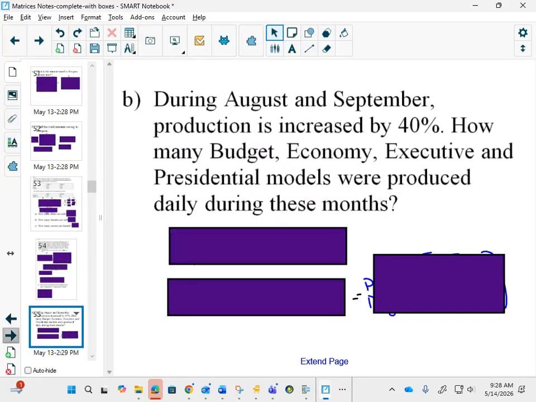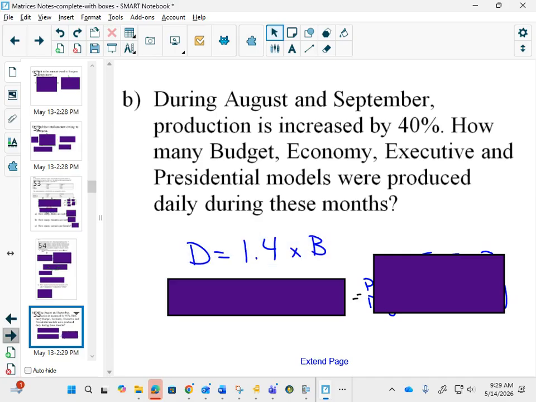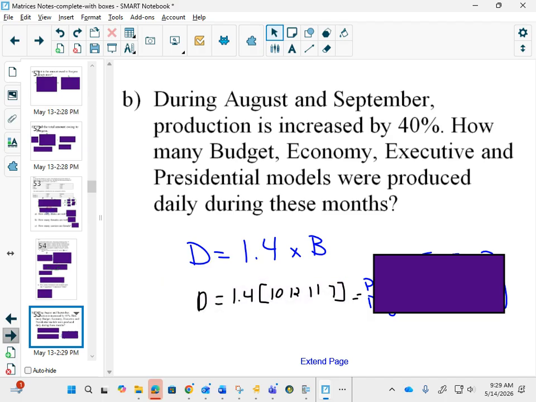it's asking us to figure out that during August and September, everybody's listening to their music. They want their stereos on. Production needs to go up. Increased by 40%. How many budget, economy, executive, presidential models were produced daily during these months? Well, again, you could figure this out. You could take each of the amounts per day and multiply it by 1.4 and add it up. Or we could just take our matrix B, which already had the totals per day, multiply it by 1.4, that's just a scalar multiplication.